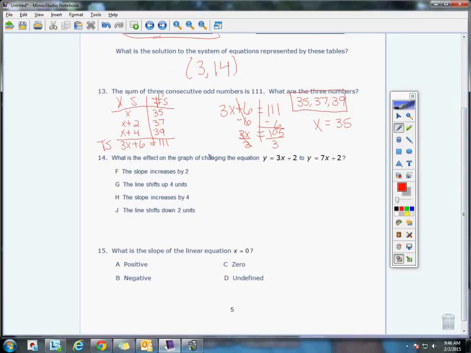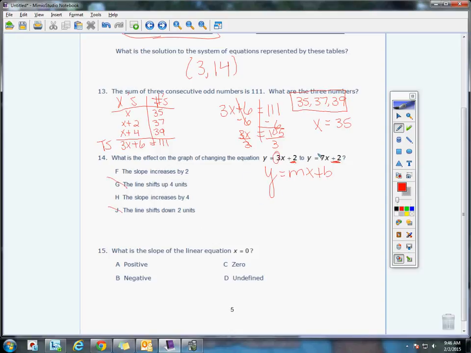Alright, 14, what is the effect on the graph of changing the equation y equals 3x plus 2 to y equals 7x plus 2? You notice both these are in slope-intercept form, which is your y equals mx plus b. Okay, if you look at your answer choices, you're between two things, either the slope or when it's talking about your line shifting up and down, that has to do with your y-intercept. Well, if you notice, your y-intercept stayed the same. It's 2 for both of these, so you can cross out 2 of them. And now you're just looking at your slope.